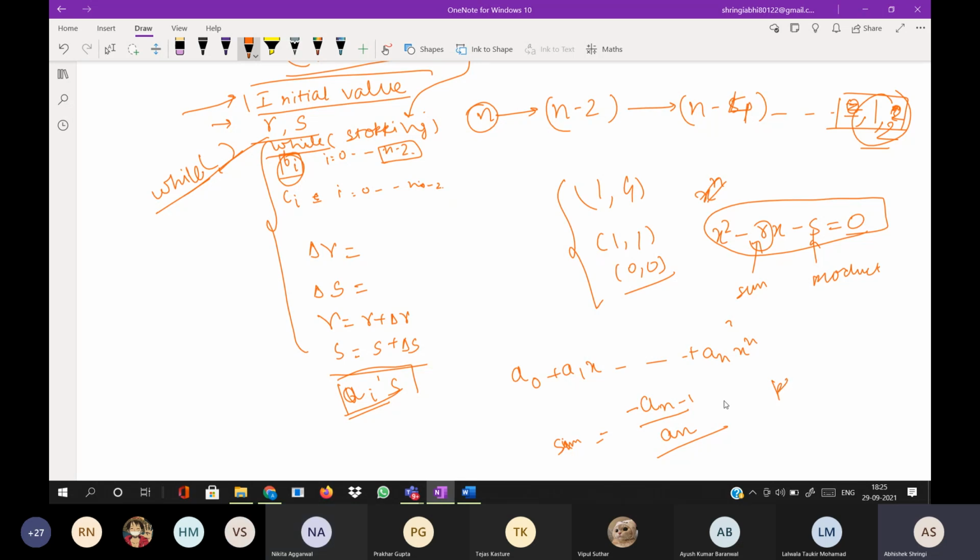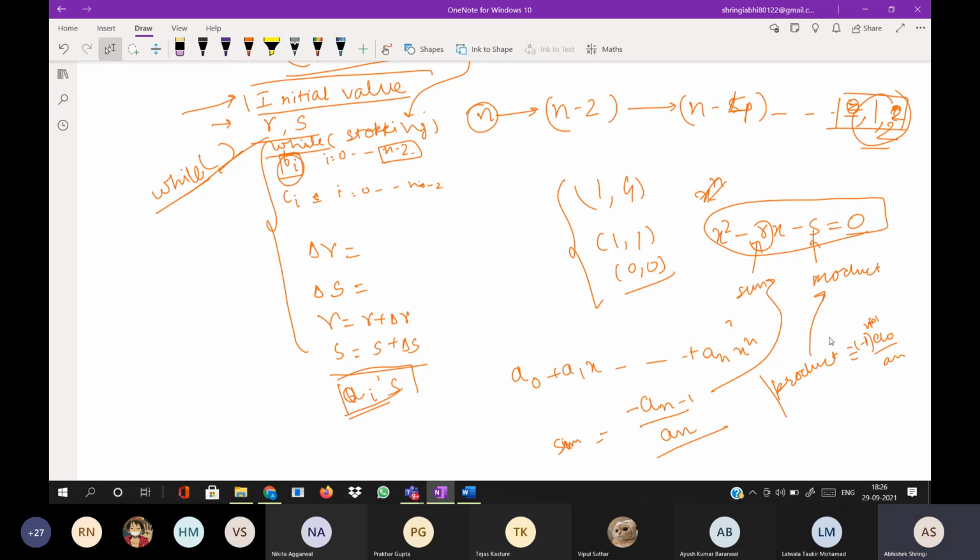So you can take it as R, and take the product to be a naught by a n, with sign (minus 1) to the power n or n plus 1. I don't know that. N plus 1 will be good. So this will be the product and this will be the sum. So you can take the initial values like this. Is it fine now?